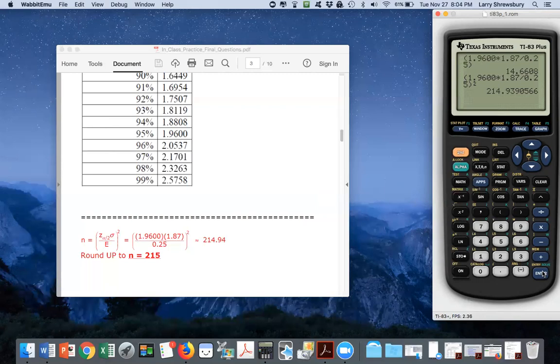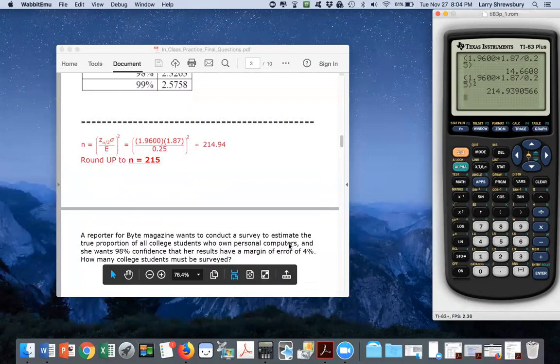Now, even if that was 214.1, we round up on sample size calculations, because we're saying our sample size has to be at least this big or bigger, and that means rounding up. So we're rounding up to the next whole number, which is 215.